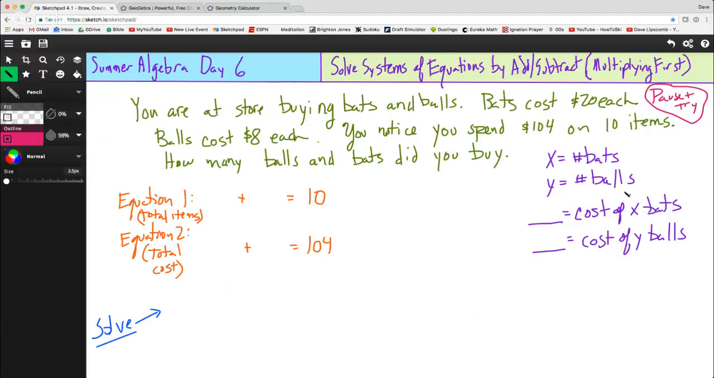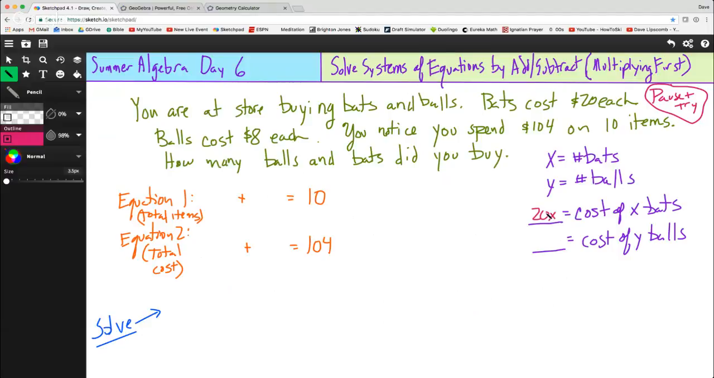So the cost of x bats. If a bat costs $20, remember my T-chart. The number of bats, if it's 0, I get 0. And then if it's 1, it's 20. If it's 2, it's 40. If it's x, it's 20x, right? It's times 20, times 20, times 20. So x times 20 is 20x, okay? So the cost of x bats, if I have, is basically 20x.